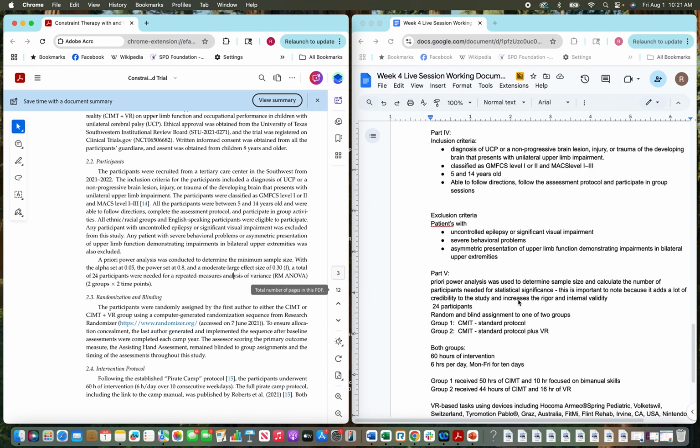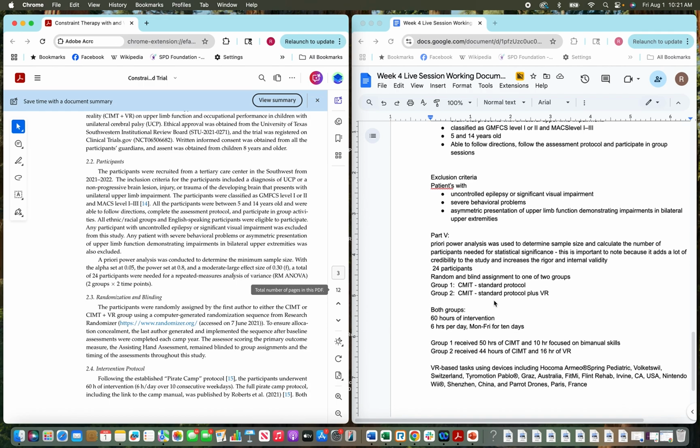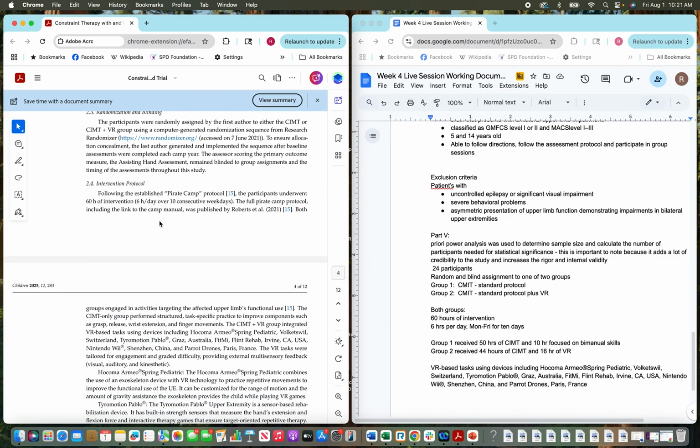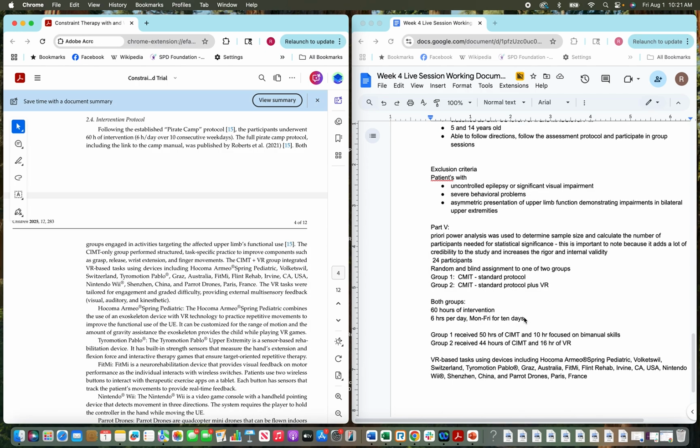And so it was 24 participants, and then they randomly assigned them and blindly assigned them to one of two groups. One group got the constraint therapy standard protocol. The other one got that plus virtual reality. Both groups had a total of 60 hours of intervention. All of this is in here under the protocol. Okay, so I'm just scrolling down in the article. It was 6 hours a day, Monday to Friday for 10 days. That was equal for both of them.